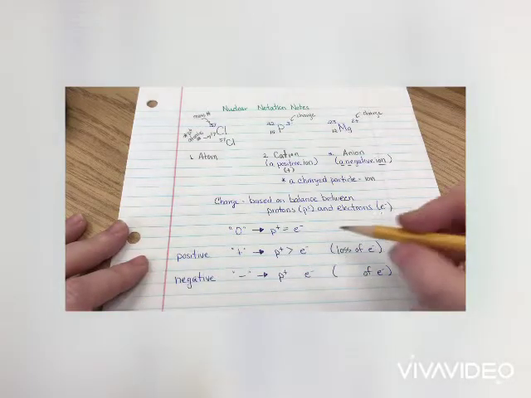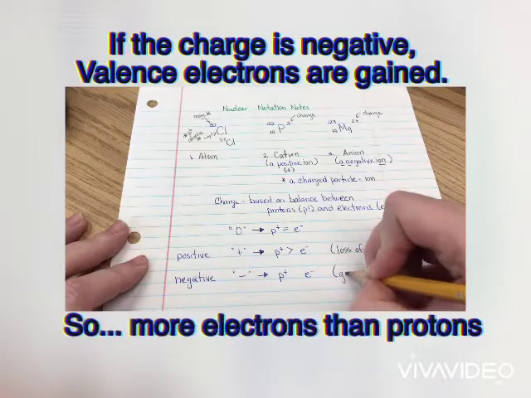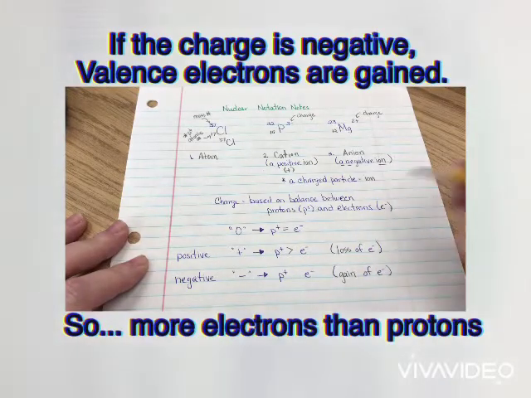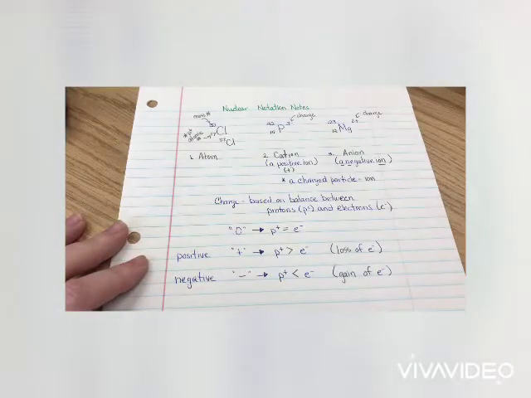If it is negative, we have a gaining of electrons. So therefore, we will have more electrons than protons. Again, protons can't change, only electrons can for the charge.